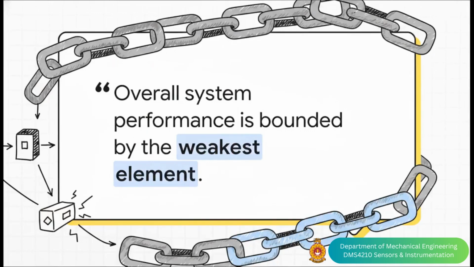And that brings us to a fundamental, absolute core principle of measurement chain design. Overall system performance is bounded by the weakest element. Think back to that literal chain metaphor we talked about earlier. It absolutely does not matter how robust and expensive 5 of your links are if the 6th one is made of weak, brittle plastic. The entire chain is going to snap at that exact point.